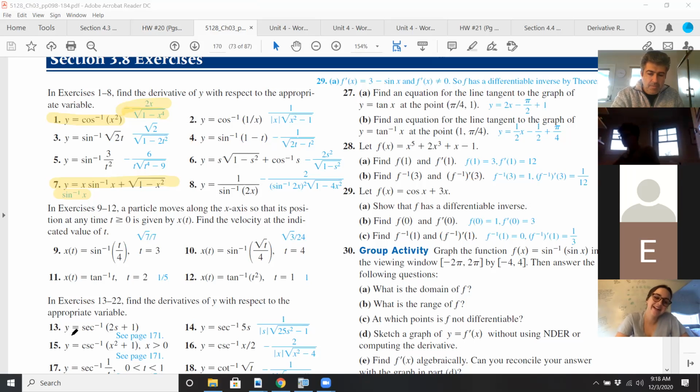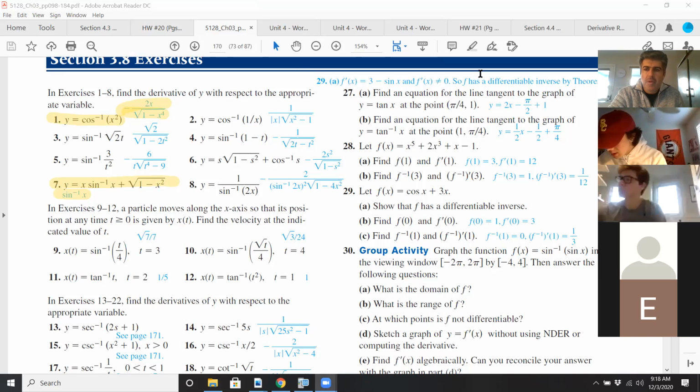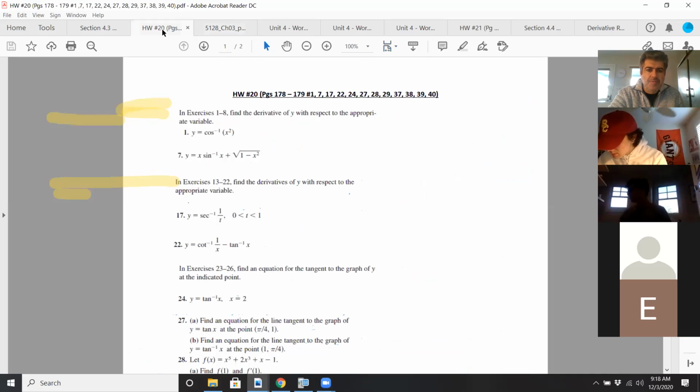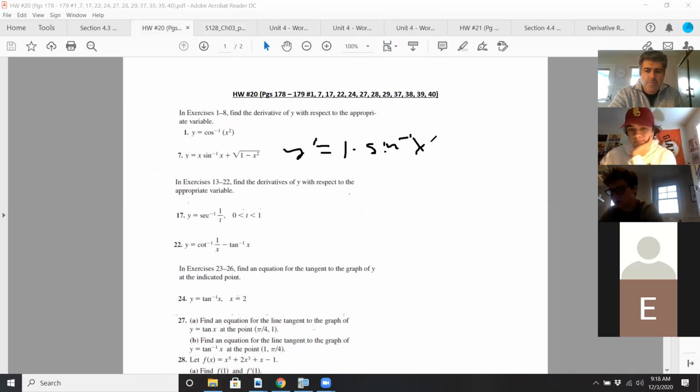Okay. Actually, can you do 7, please? Yeah, okay. So for 7, ooh, that's a good one. Let me go back to the other document, where I have more space. Okay. So you have to do your product rule. So 1 times inverse sine of x plus x times the derivative of inverse sine, which is 1 over root 1 minus x squared.